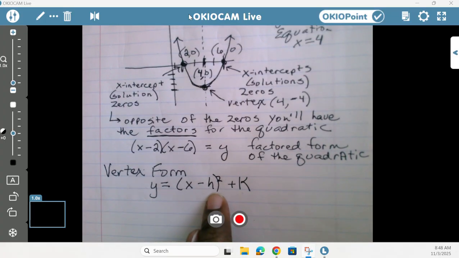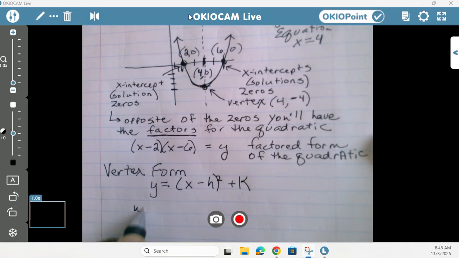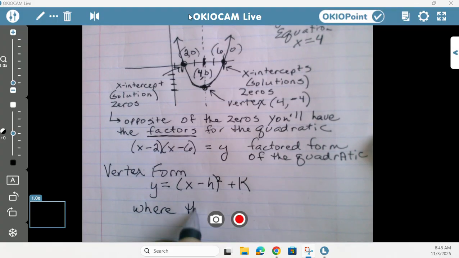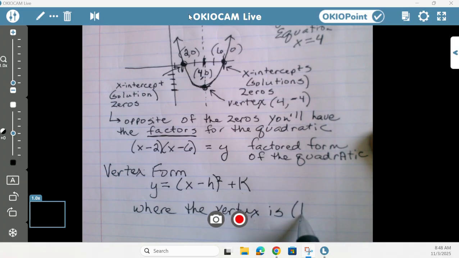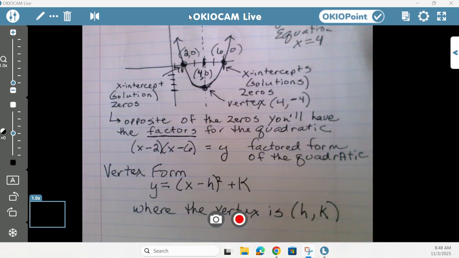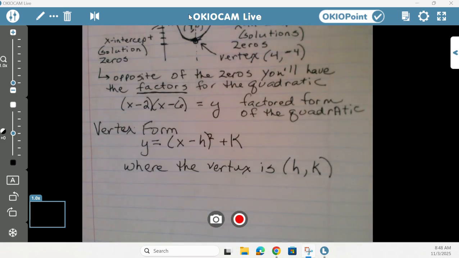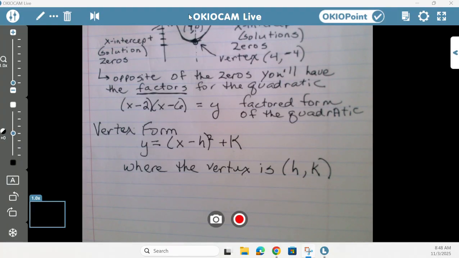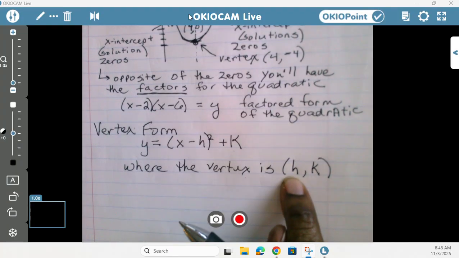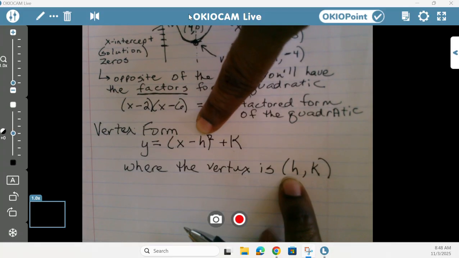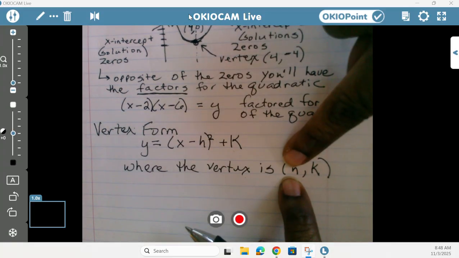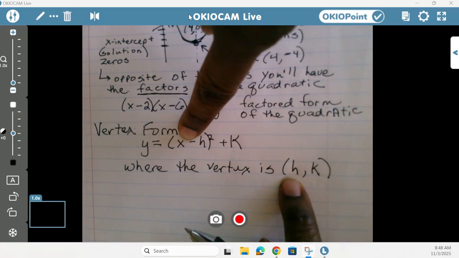Y equals (x minus h) squared plus k, where the vertex is h comma k. Now notice that this h is positive and that's a minus sign. That minus sign stays in the equation.